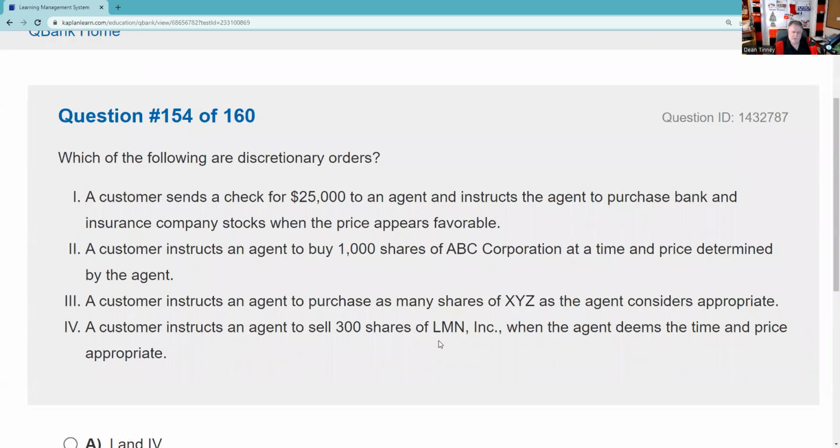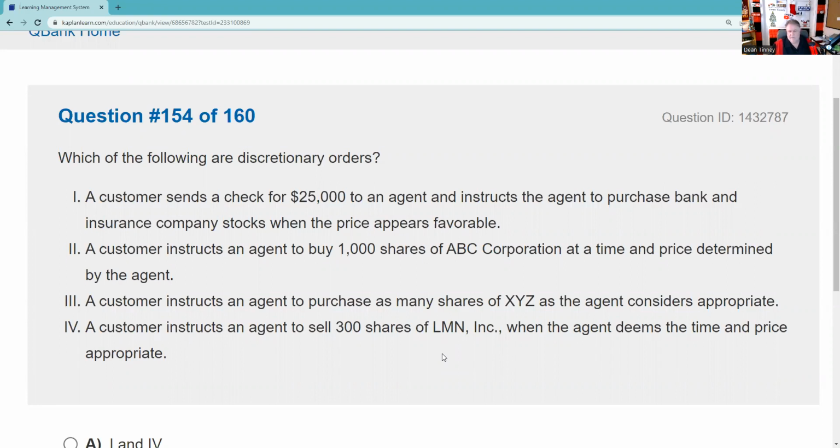Question 154. Which of the following are discretionary orders? So we're looking for the 3 A's. If one of the 3 A's is missing, it is a discretionary order. So the 3 A's are action, asset, and amount. So if the 3 A's are present, it is not a discretionary order. I'm being asked what is.